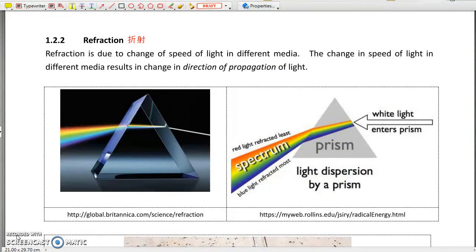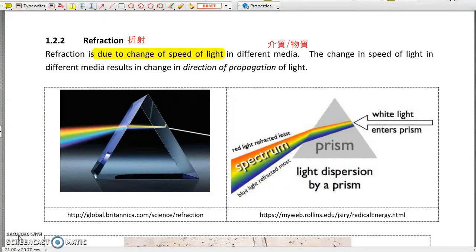1.2.2 Refraction. A mirror reflects light, while a lens refracts light. Light refracts because there is a change in the speed of light in different media. In vacuum, all colors of light travel at 300 million meters per second, but it becomes about 200 million meters per second in glass. That's why when light travels from air to glass, light changes direction, and we call it refraction of light.